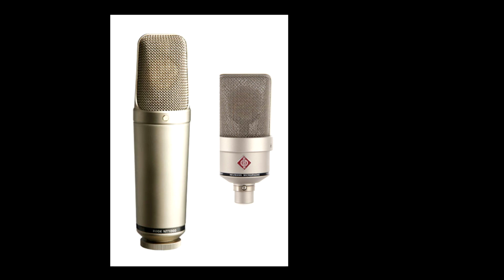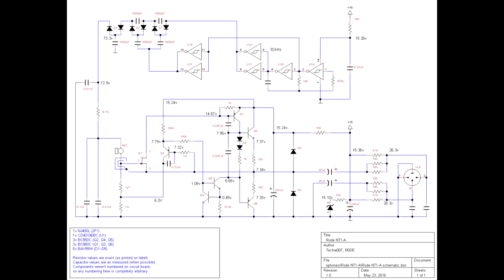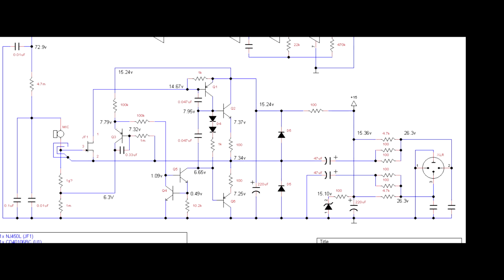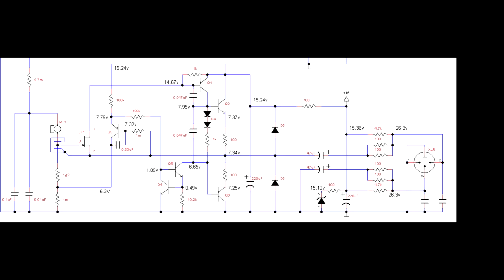I found schematics for both of these microphones, and they are very, very similar with some slight differences, and also definitely differences in construction. So let's take a look at the schematic of the Rode first. This is a schematic of the Rode microphone. The upper section of the schematic is a DC to DC converter, and the bottom section is the amplifier.